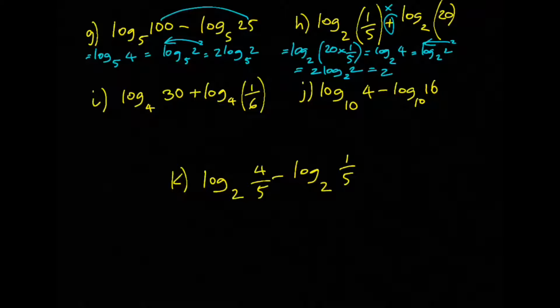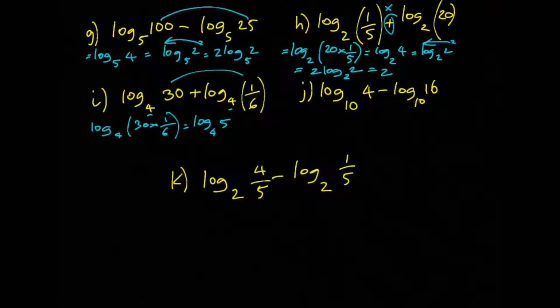Okay, part I, we've got the same base, so we can go ahead and use the multiplication rule because the logs are adding. So log to base 4 of 30 times 1 on 6, which is the same as 30 divided by 6, equals log to base 4 of 5. And that's as simple as that one's going to get.